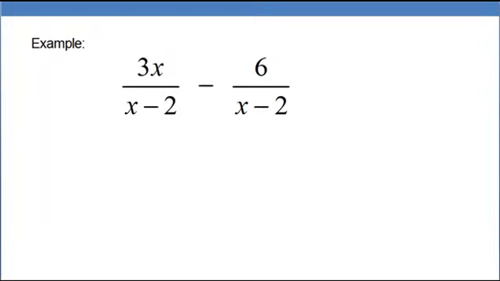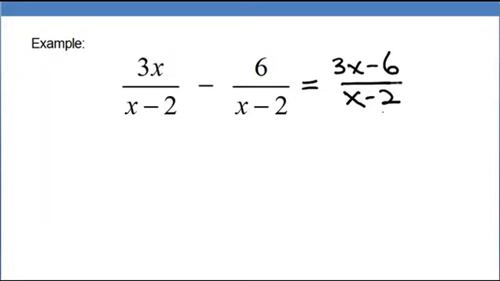Right, another example, this one is subtracting rational expressions. We do have the common denominator. We will put it in the answer and combine on the numerator. So we'll write them on one line.